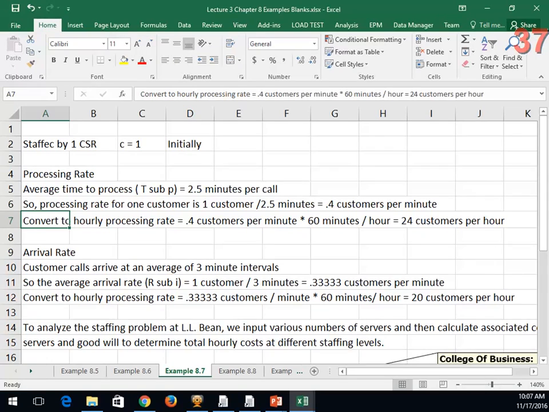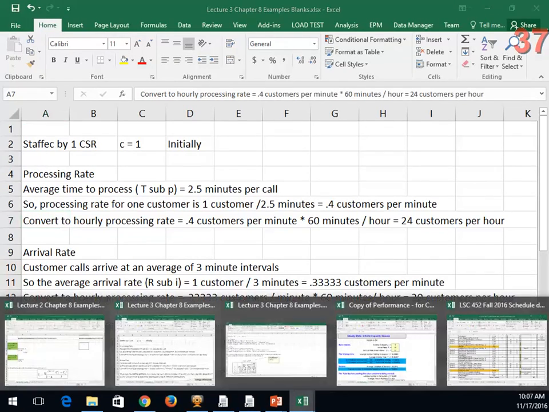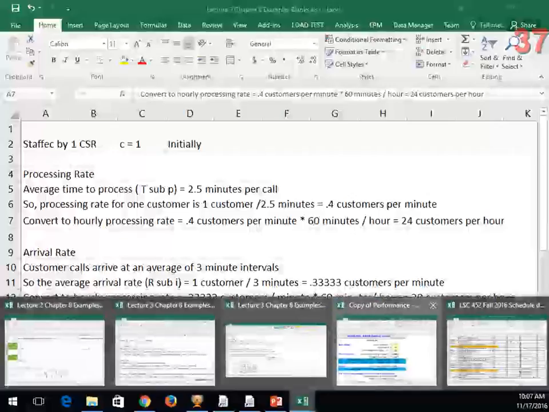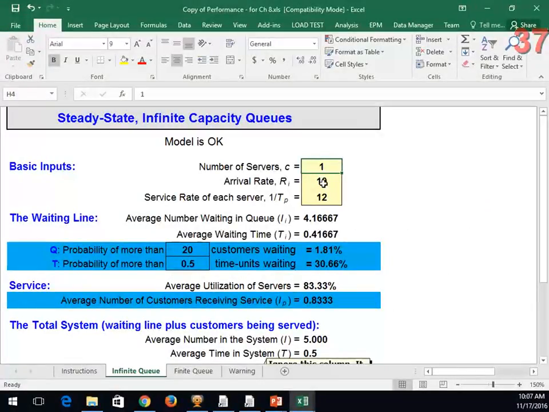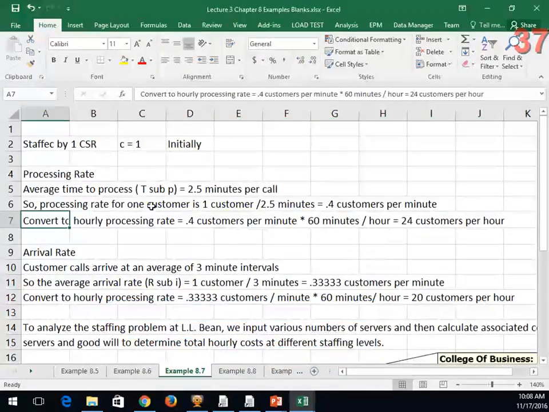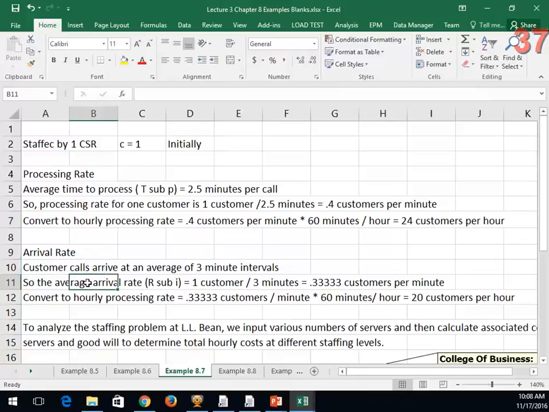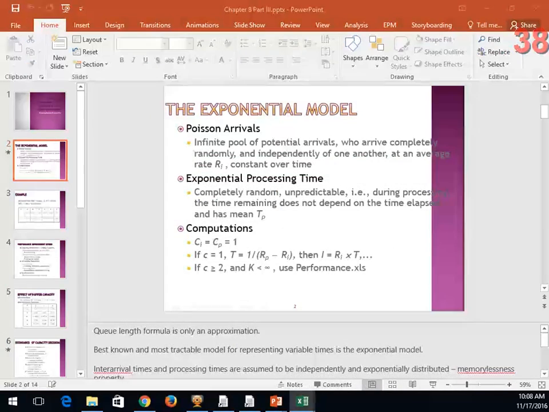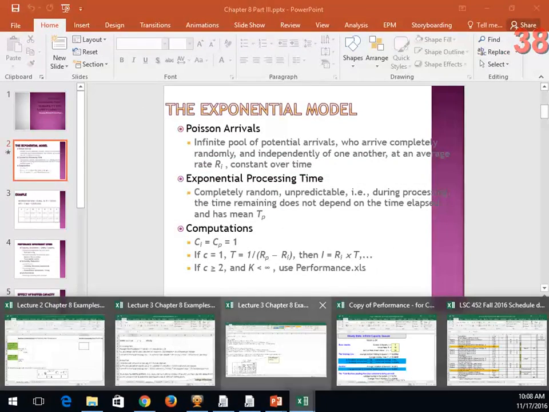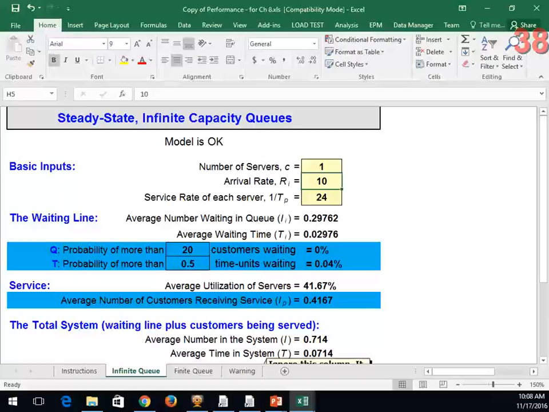I need my arrival rate, right? Because if we look at that copy of performance.xls, I need to have the number of servers, I need to have my processing rate, which we just said was 24, and I need to have my arrival rate. Okay, and it says customer calls arrive at an average of 3-minute intervals, so that's one customer every 3 minutes, right? Gives me 0.333 customers per minute. Again, convert that to hourly. 0.333 customers per minute times 60 minutes per hour gives me 20 customers per hour. So I'm going to enter 20 customers per hour.